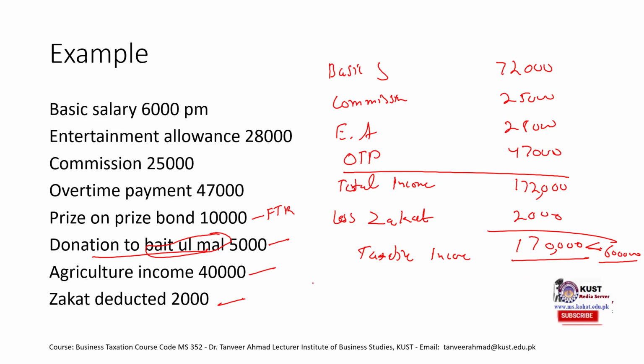So now we would calculate the fixed tax regime separately. So prize on prize bond, it is 10,000 rupees. And remember the percentage was 15%. So we would have to pay 1,500 rupees as fixed tax regime. So the total tax would be 1,500 rupees. We do not have to pay any income tax, but this would have to be paid. So the total tax amount is 1,500 rupees.